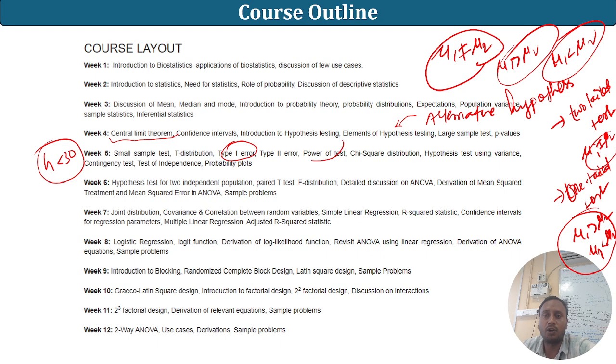Then we came across the power of the test. Power of the test is something where we have a confidence level, and based upon that we are able to say. Then the chi-square distribution.